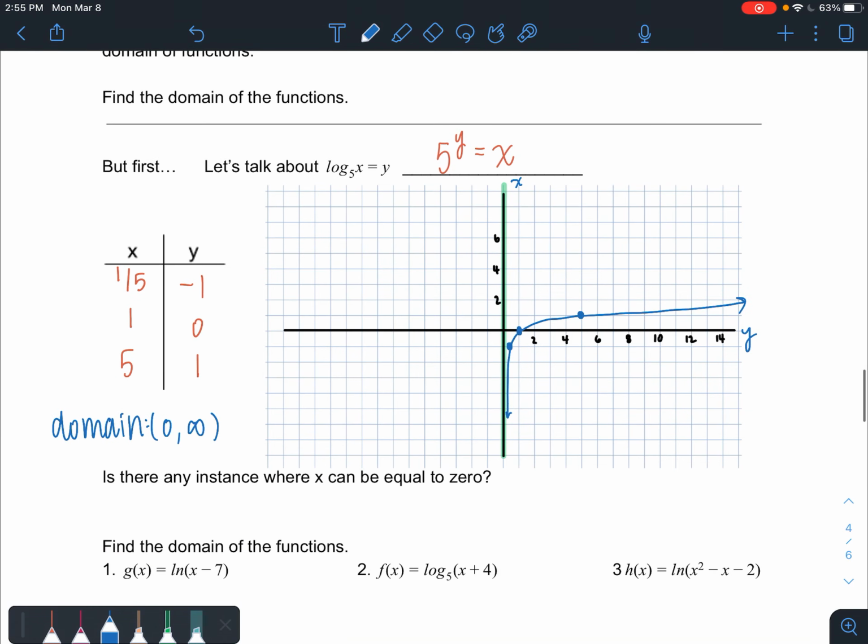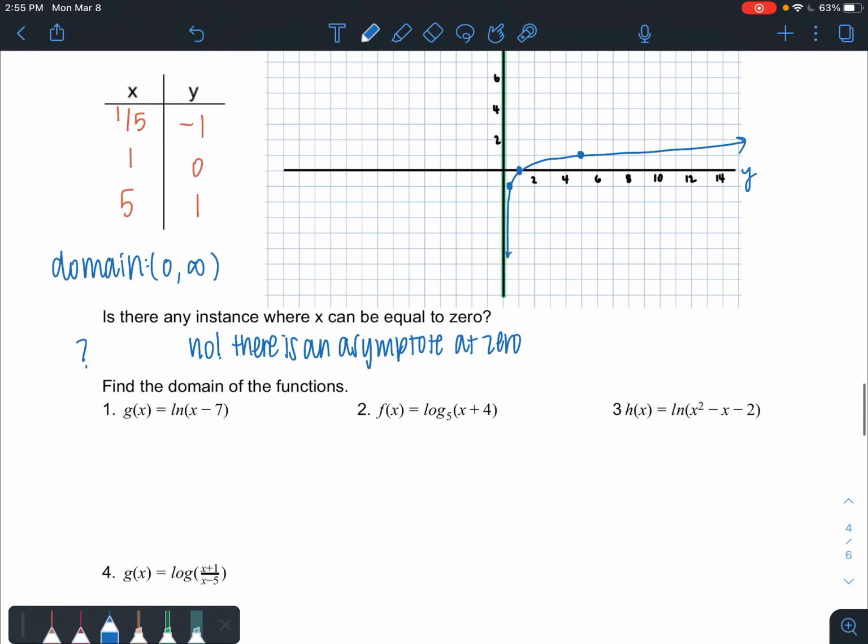So we have to answer the question, is there any instance where x can be equal to 0? The answer is no. There's an asymptote at 0. So because of that, the answers will never be equal to 0. Now this is going to come into play when we are finding the domain of these functions.